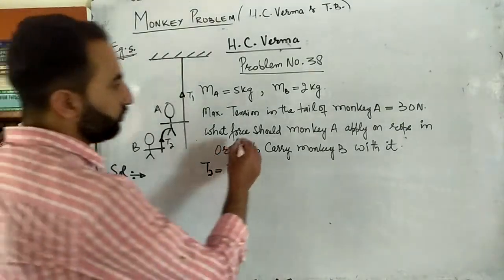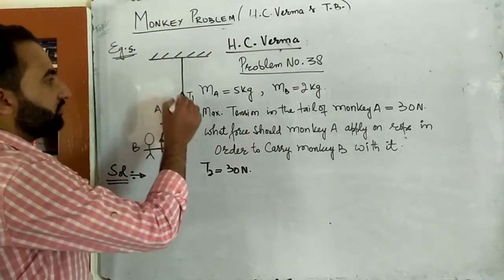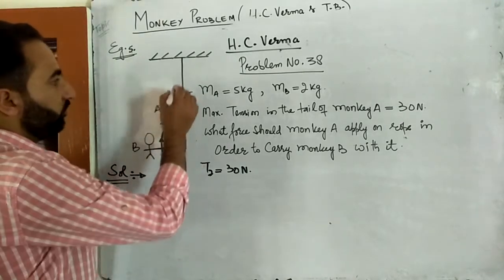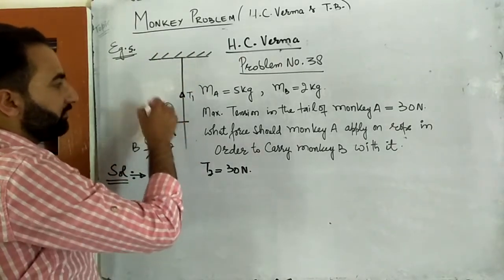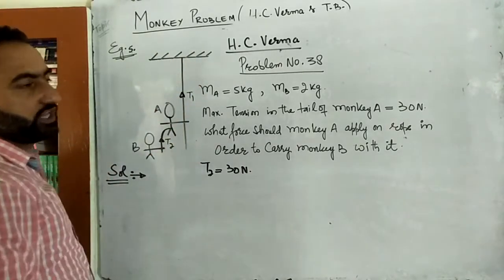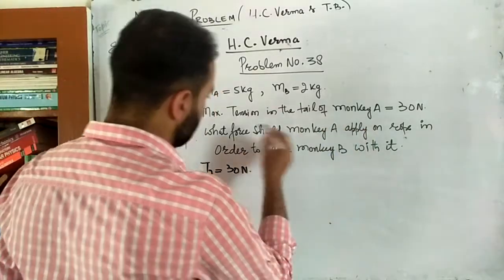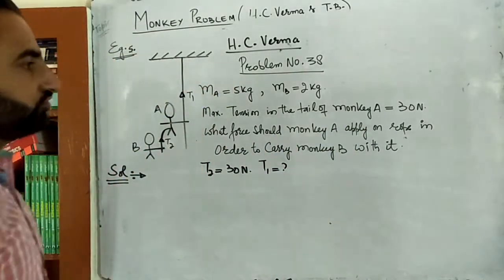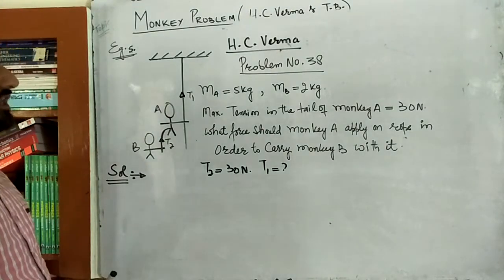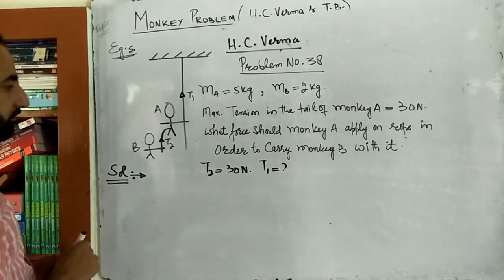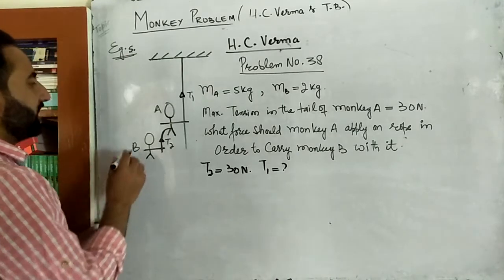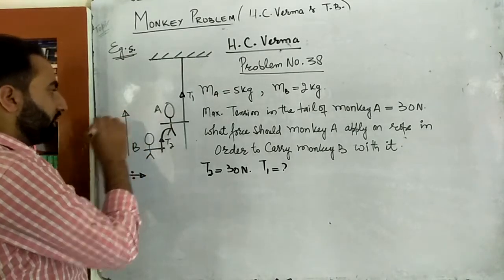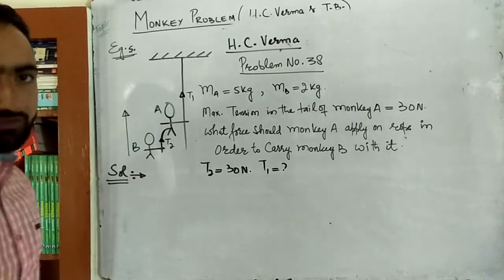Now the question is, what force should monkey A apply on the rope? That means we are supposed to calculate tension T1. What is the tension in this rope? The force applied by the monkey on the rope is equal to the tension in the rope. So we are supposed to calculate T1. What force should monkey A apply on the rope in order to carry monkey B with it? That means the system, both this monkey and monkey B, are going in the upward direction, with the same acceleration or with the same velocity.